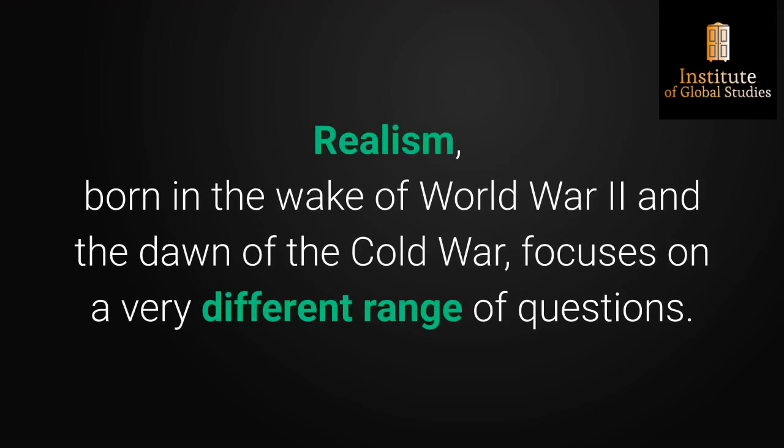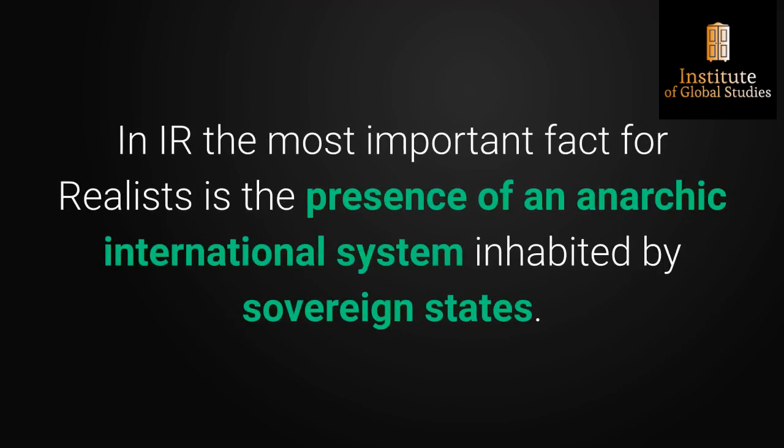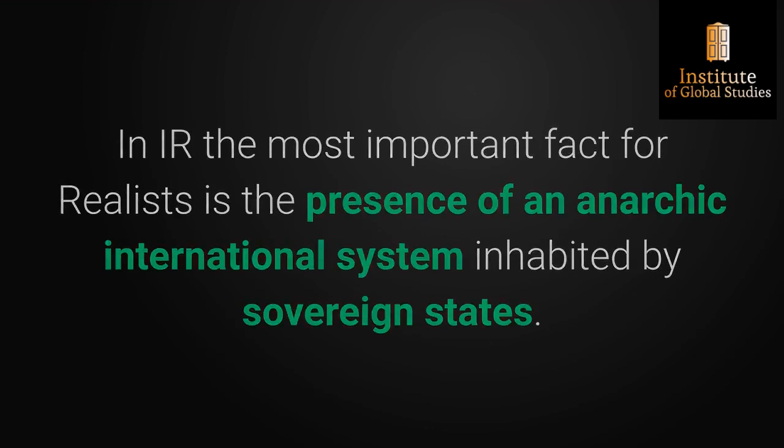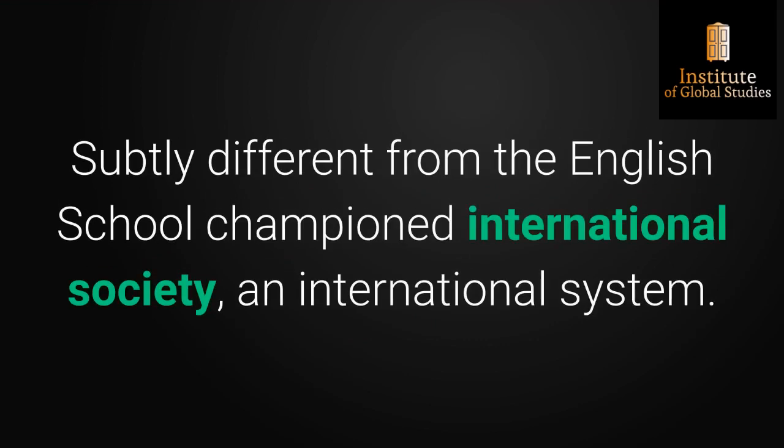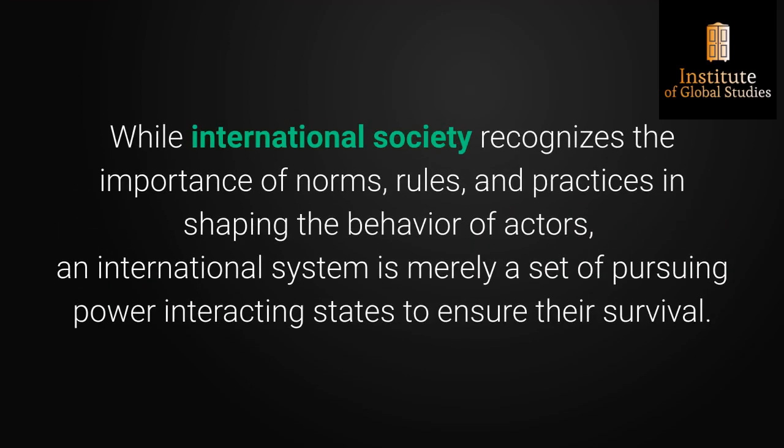Realism, born in the wake of World War II and the dawn of the Cold War, focuses on a very different range of questions. In IR, the most important fact for realists is the presence of an anarchic international system inhabited by sovereign states. This is subtly different from the international society championed by the English school. While international society recognizes the importance of norms, rules, and practices in shaping the behavior of actors, an international system is merely a set of interacting states pursuing power to ensure their survival.